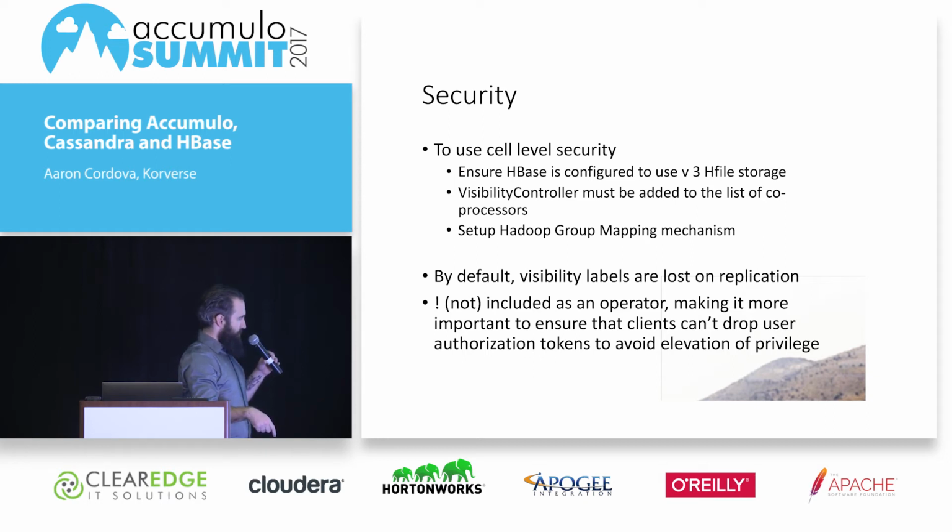And if you use replication, you got to be careful. Do something special to make sure the visibility labels aren't lost. So I bring this up because these are all things that could potentially cause data leaks if you don't get them all right. There's another thing called the not operator, which effectively means that if a client fails to report all of its credentials, you could result in an elevation of privilege. You could start seeing things that maybe you weren't supposed to see. So in my opinion, that makes clients more dangerous to write.